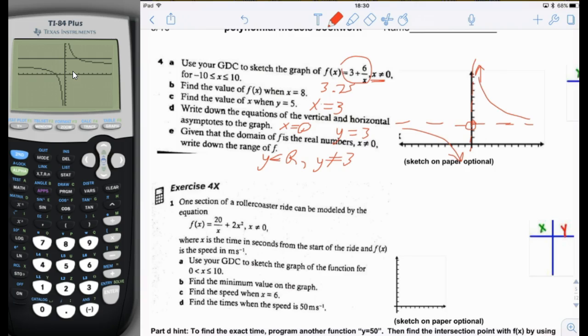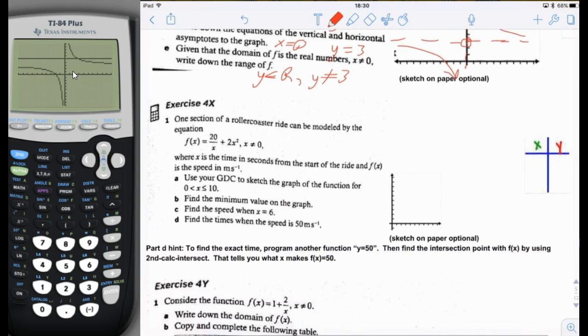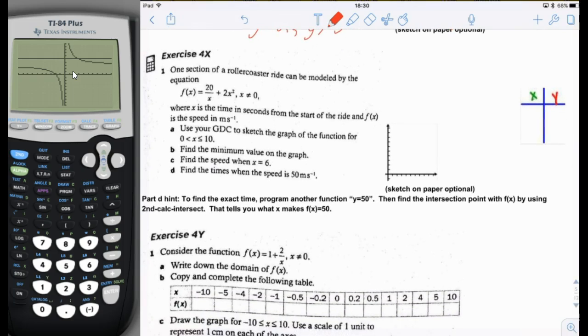That was number 4. Now we're going to do 4x number 1. One section of a roller coaster ride can be modeled by the equation f(x) = 20/x + 2x², where x is not equal to 0, where x is the time in seconds from the start of the ride, and f(x) is the speed in meters per second. Use your GDC to sketch the graph of the function for x between 0 and 10, and find the minimum value of the graph.